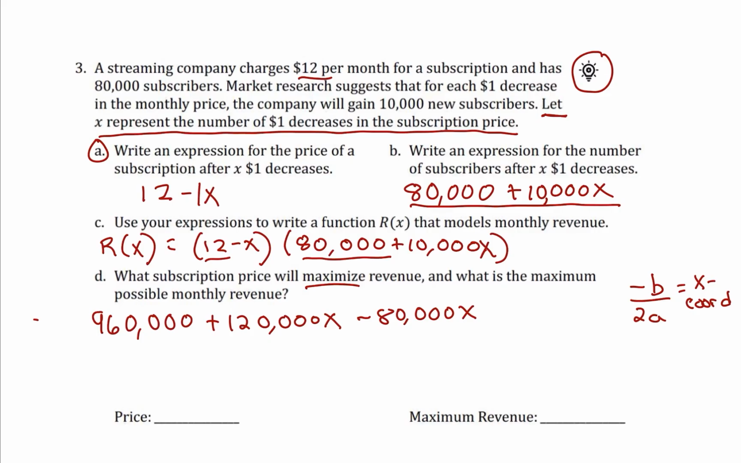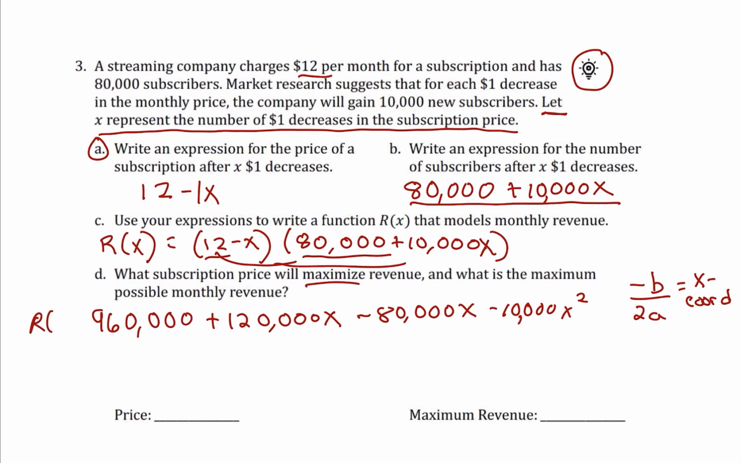Okay, I'm still distributing. The 12 went to both terms, and the negative x is going to both terms in the second parentheses. Sometimes this is called FOIL. I'm a big fan of thinking of it as double distribution. All right, and then we are going to multiply the negative x times the 10,000x, giving us a negative 10,000x squared. Okay, we're going to combine our like terms, and I'm going to purposely put this into descending order, or standard form. I'm going to say revenue of x.